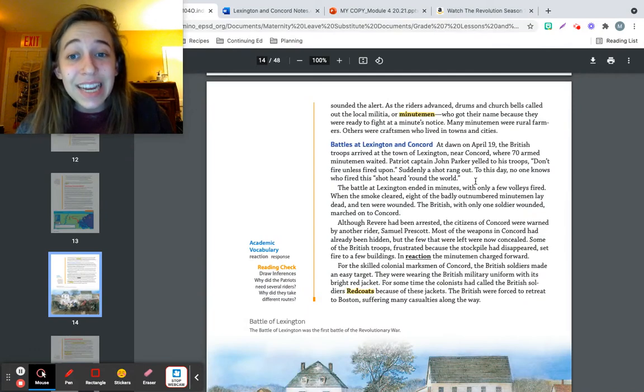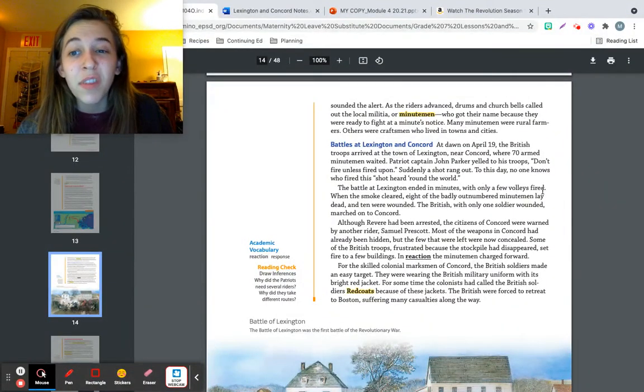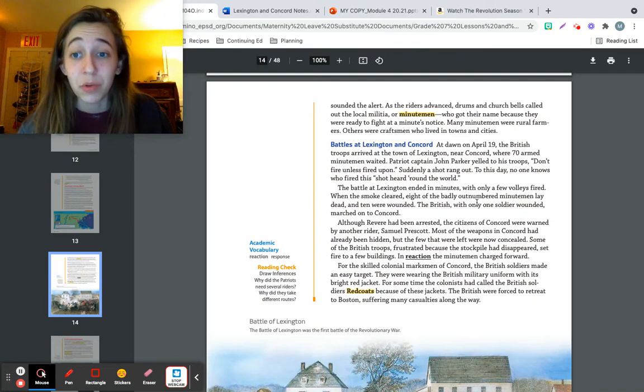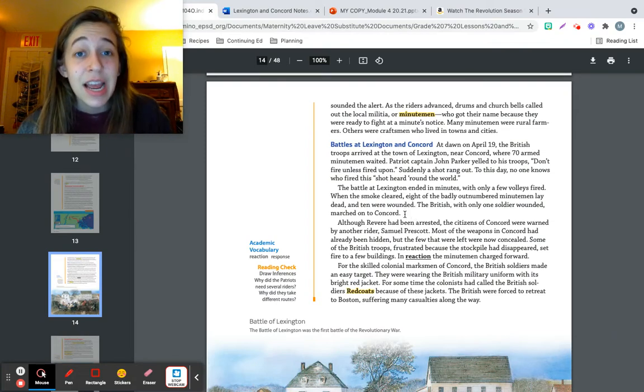So the battle at Lexington ended in minutes. Which is kind of crazy to think about, an entire battle only happening in a few minutes, with only a few volleys fired, just only a few shots fired. When the smoke cleared, 8 of the badly outnumbered Minutemen, so that's our patriots, lay dead, and 10 were wounded. The British, with only 1 soldier wounded, marched on to Concord. So that's the Battle of Lexington. We'll pause there. And that doesn't seem like a very encouraging start for our colonists, for our Revolutionary Army, for our patriots.